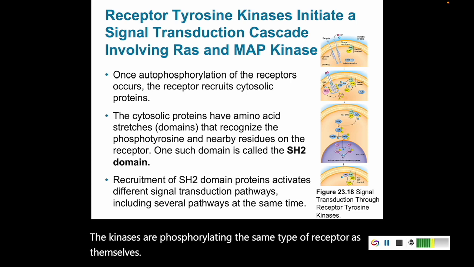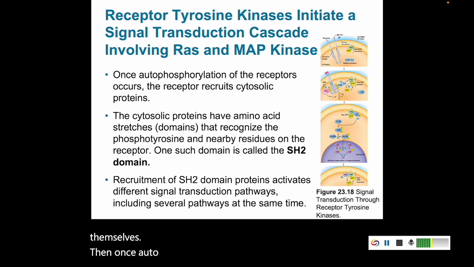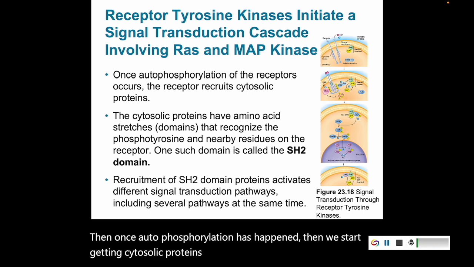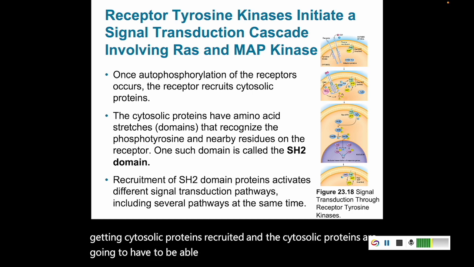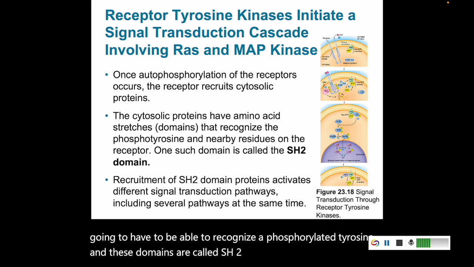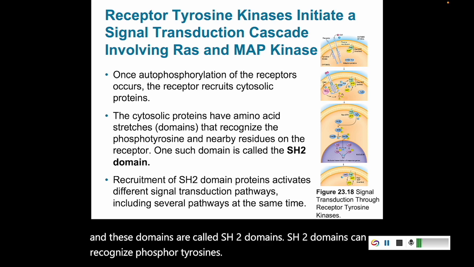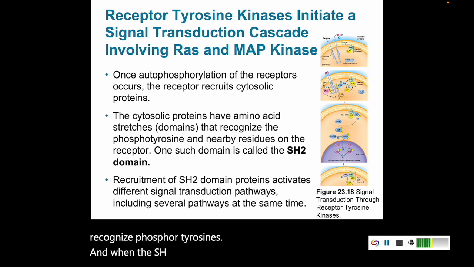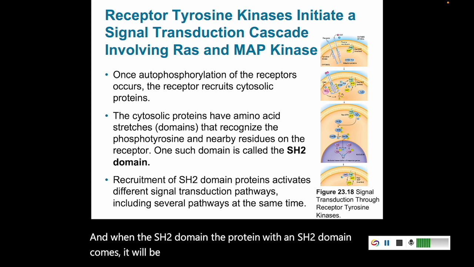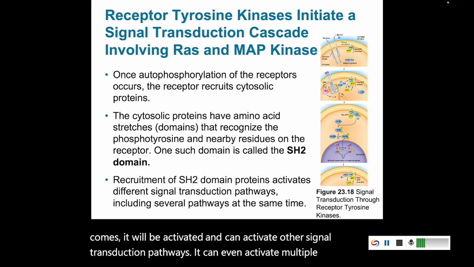Then once autophosphorylation has happened, we start getting cytosolic proteins recruited. And these cytosolic proteins are going to have to be able to recognize a phosphorylated tyrosine. These domains are called SH2 domains. SH2 domains can recognize phosphotyrosines. And when the protein with an SH2 domain comes, it'll be activated and can activate other signal transduction pathways. It can even activate multiple pathways at the same time.